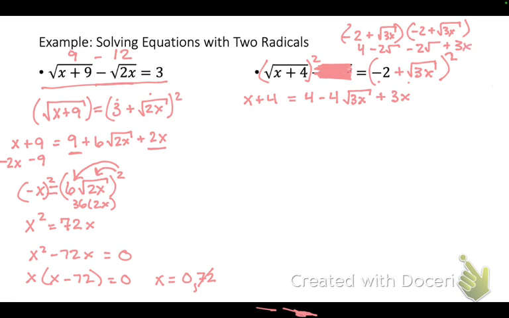Okay. So now what? Now you're going to move everything but the square root over, right? So subtract 4 and subtract 3x. So -2x equals -4 square root of 3x. And square it. Then square it again. And you get 4x squared equals -8.